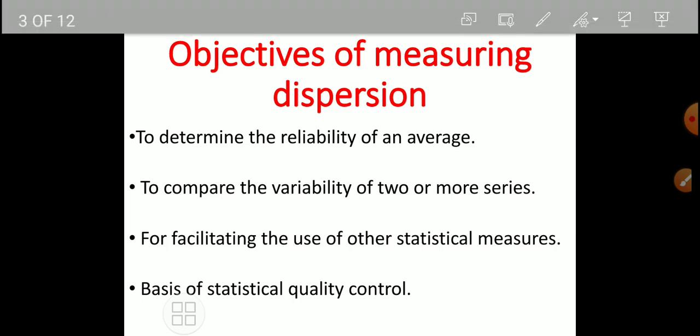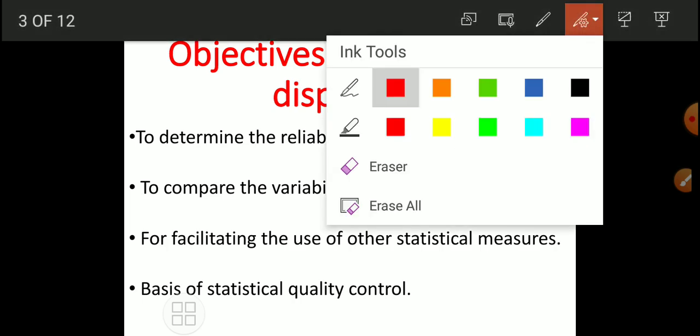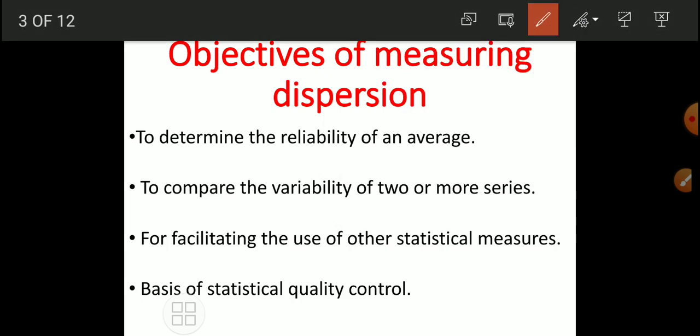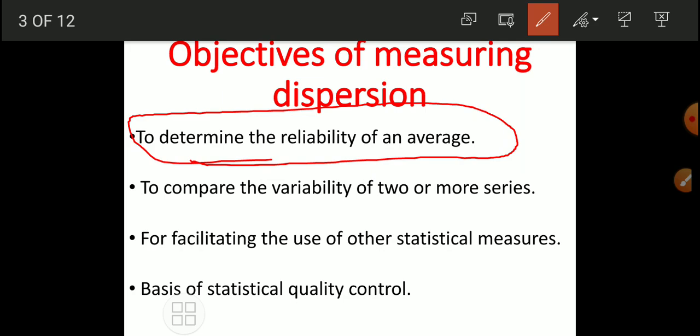Now what are the objectives of measuring dispersion? To determine the reliability of an average. Reliability of an average. I have already given you a lot of examples. You will have to write or understand with the help of your own examples.